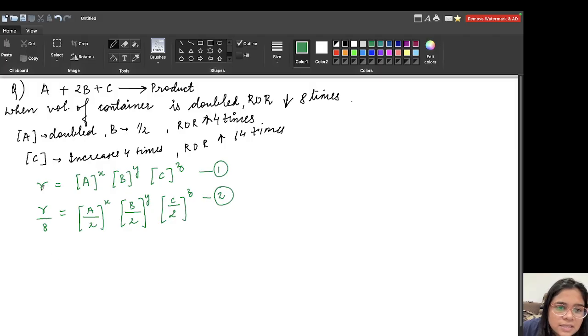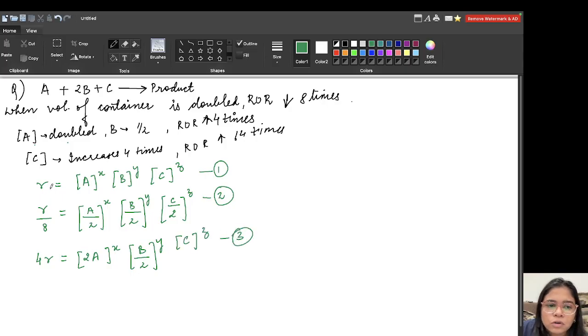Okay, rate is decreasing. Then A is doubled, B is halved. R increases 4 times, so R is becoming 4 times when A is doubled. A is doubled and B is halved. Okay, C, they are not telling anything. It means it is the same. This is my third equation. Fourth, what is happening? C is alone increasing 4 times. The rate is becoming 64R.